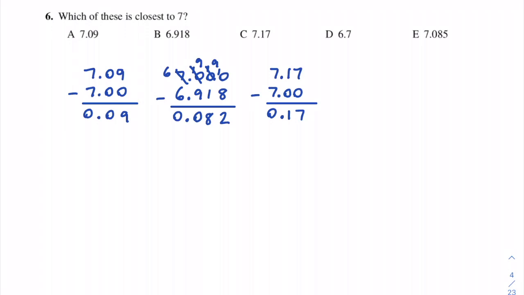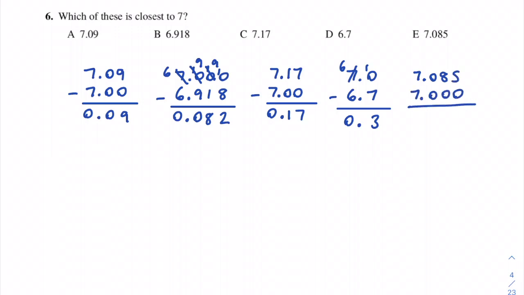Okay, and D is 6.7. So we can do 7.0 minus 6.7. If we borrow 1 from the 7, that's going to reduce 7 to 6, and then we can write this as 10. 10 minus 7 is 3. 6 minus 6 is 0, so this is just 0.3. And E is 7.05. So it's 7.05 minus 7.000. 5 minus 0 is 5. 0 minus 0 is 0, 7 minus 7 is also 0, so that gives us 0.085.